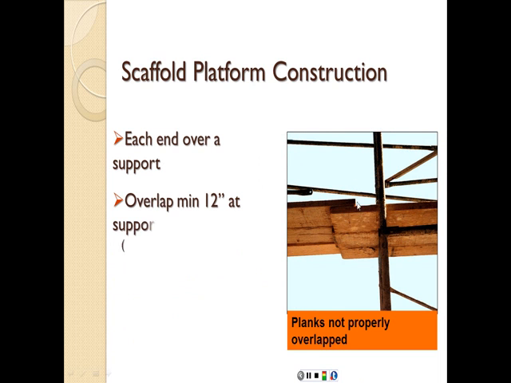Here are the planks, but they are not properly overlapped. The overlap should always be on top of a joint, and the overlap should be at least 12 inches at supports, unless restrained to prevent movement. So the overlap is always going to be each end over support, so this one should extend to this side here, and there should be at least 12 inches over the support.